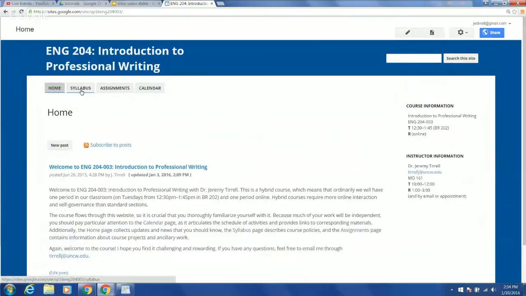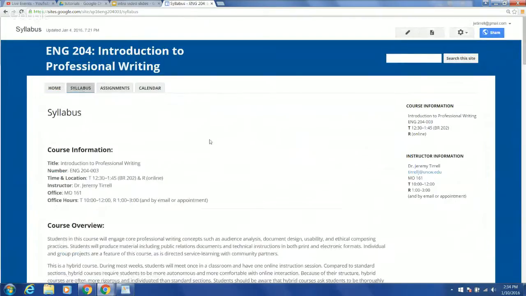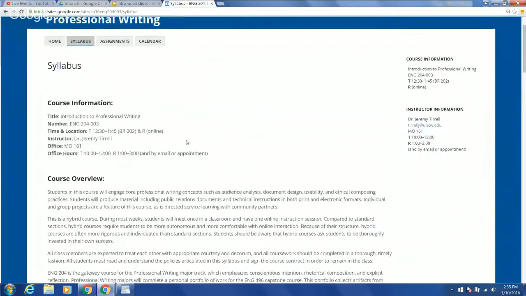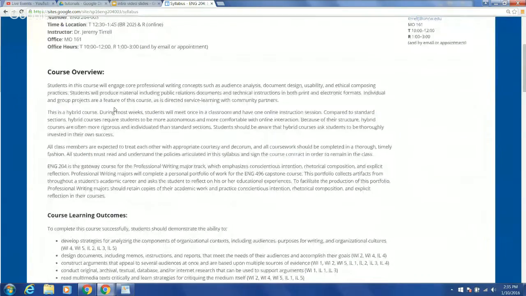The syllabus here, that's an important page. Probably you'll consult this mostly right here at the beginning of the course to understand the policies. And then periodically throughout the class, you might consult it just to get clarity on structure and policies and that kind of thing. But it gives you course information. It gives you an overview. We're going to be talking in class about what professional writing is and how you relate to it and what it looks like in your field and that kind of thing.